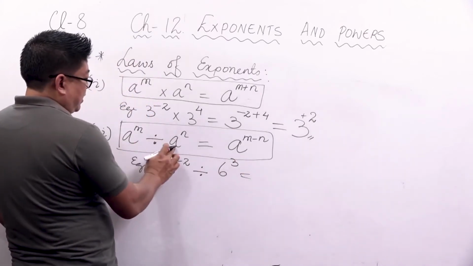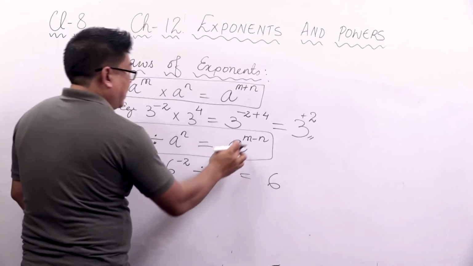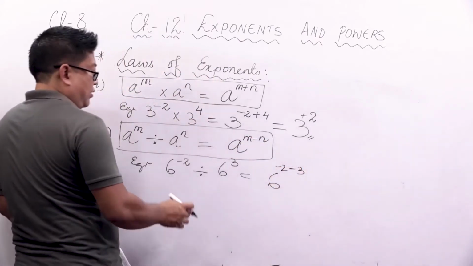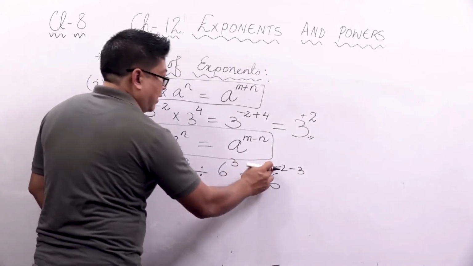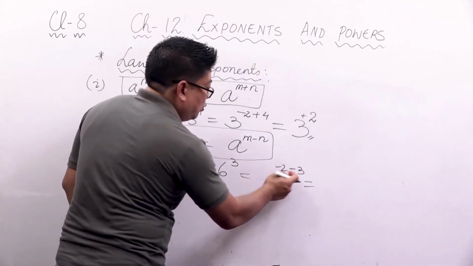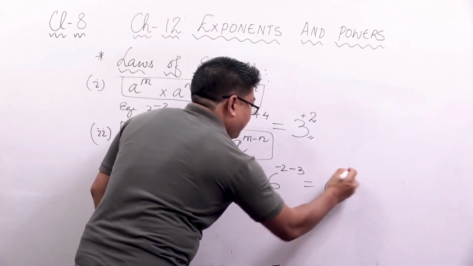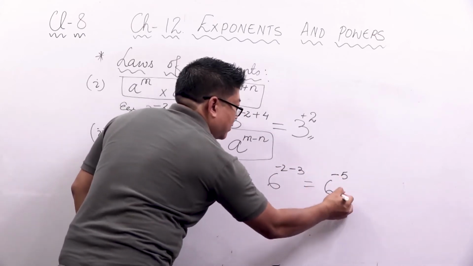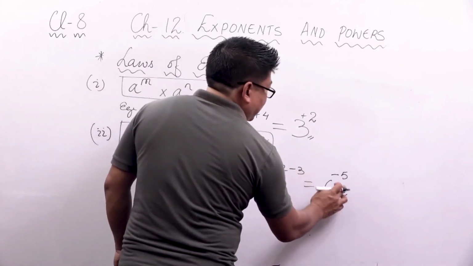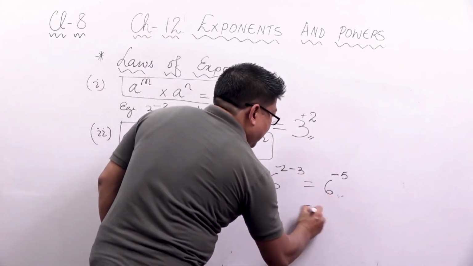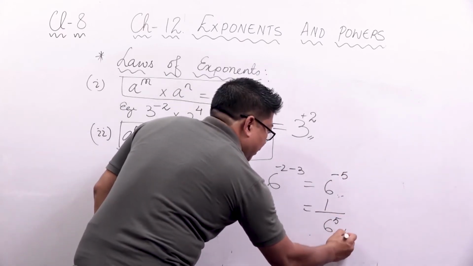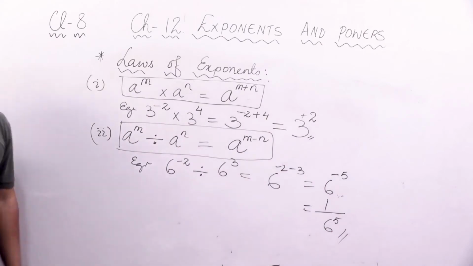So 6 to the power m minus n: minus 2 minus 3. Now minus minus means we have to add, so 2 plus 3 is 5. Both are minus, so minus 5. And since in the power there is a minus exponent, we can write it like this: 1 by 6 to the power 5, and the minus will be removed. So this is about the second law.